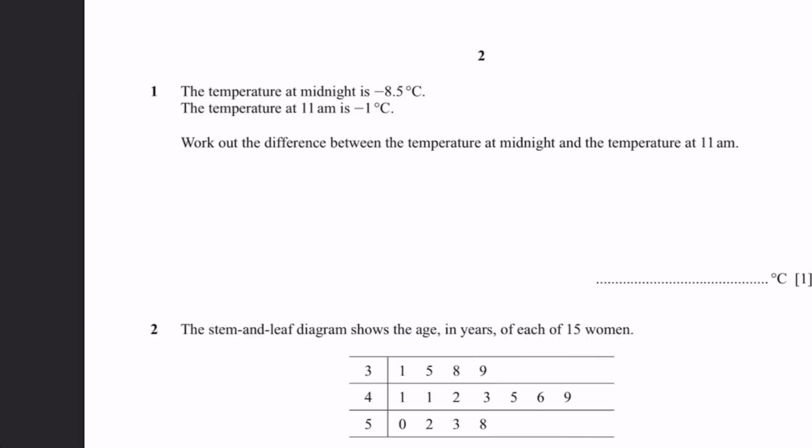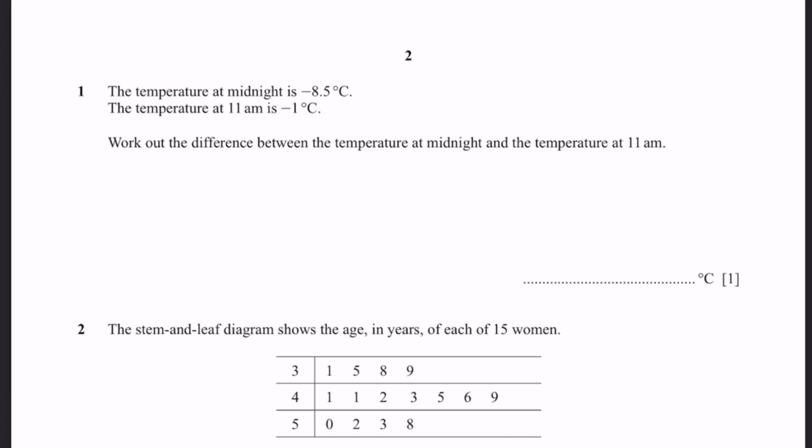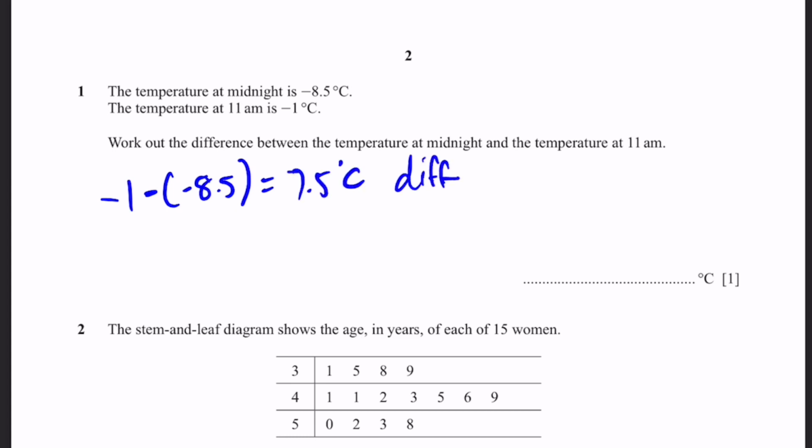Let's start. Question 1. The temperature at midnight is negative 8.5 degrees Celsius. The temperature at 11 a.m. is minus 1 degree Celsius. Work out the difference between the temperature at midnight and the temperature at 11 a.m. That would be minus 1 minus 8.5, which is equal to 7.5 degrees Celsius difference. That's the answer.